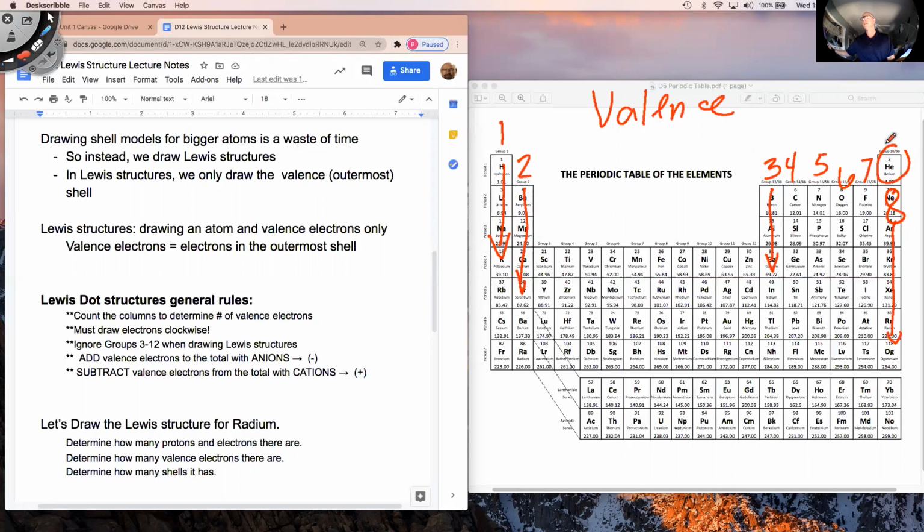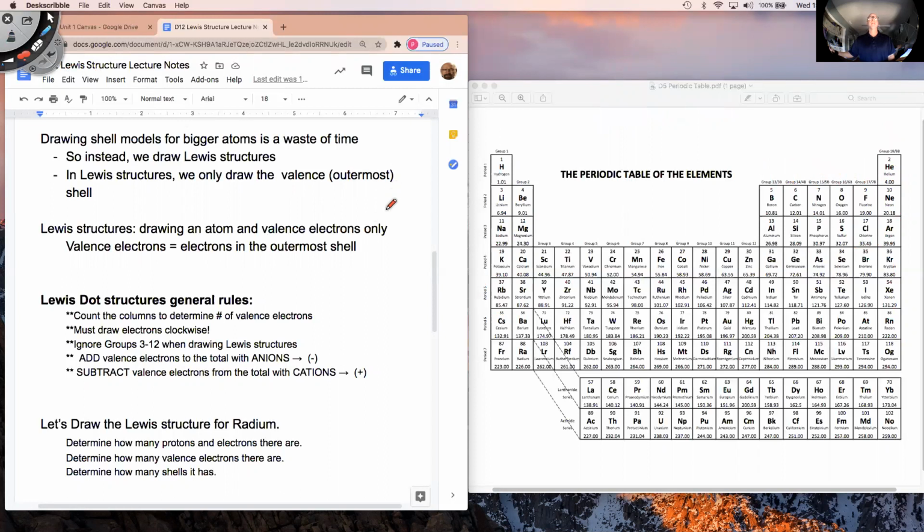Helium is a special one. Helium only has 2, because it only has 2 protons. Of course, it cannot have 8 electrons, only 2. But the columns go 1, 2, 3, 4, 5, 6, 7, 8. So I could say, how many valence electrons does arsenic have? And you would say 5, because it's in the 5th column. How many valence electrons does chlorine have? How many valence electrons does rubidium have? Those are the questions that you're going to be asked. So it goes straight across, 1 to 8.